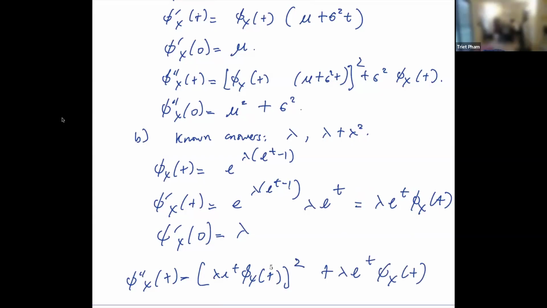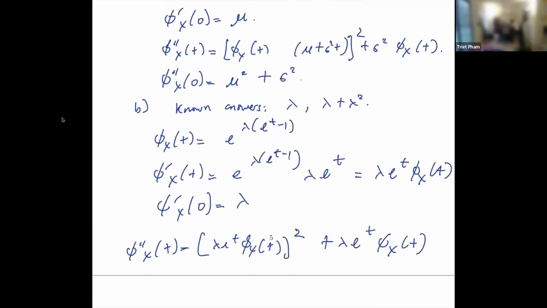And so the final answer will be lambda squared, because if you plug in 0 here, you get 1. And then this will give you just lambda, which is what we want. Right, any question?